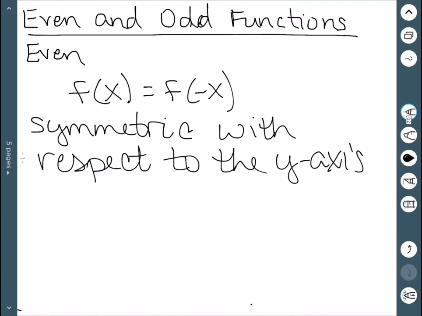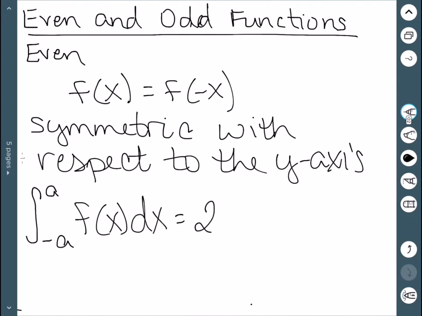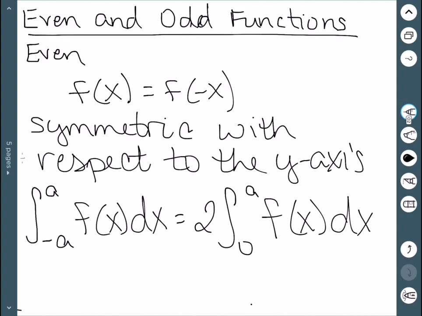The nice thing about these is if we're integrating between negative a to a of f of x dx, this is the same thing as 2 times the integral from 0 to a of f of x dx. This is a result of it being symmetric with respect to the y-axis. From negative a to 0 is the same thing as from 0 to a, since we do have that symmetry. And it's usually easier to evaluate at 0, which is why this is so nice.